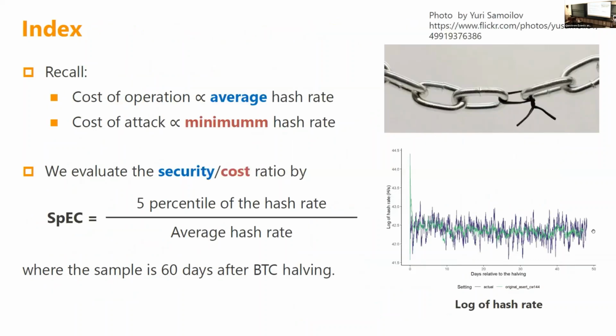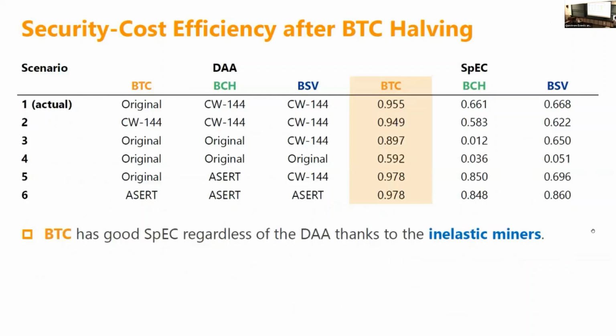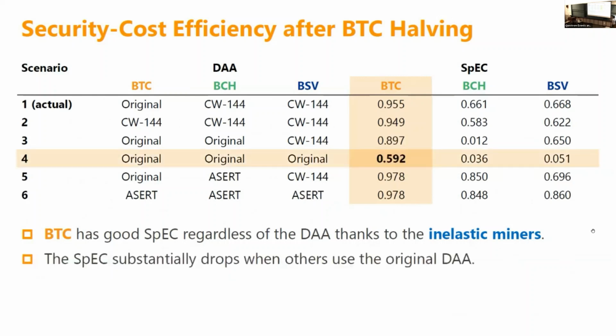So finally, let me explain the security cost efficiency. As I explained, the security cost efficiency is measured by the 50 percentile of the hash rate over the average hash rate. And what we can see here is Bitcoin's security cost efficiency is large because it has a lot of inelastic miners. But if the other coins, Bitcoin Cash and Bitcoin SV, use the original DAA, then basically the cryptocurrency economy becomes much more stable. So Bitcoin's own security cost efficiency is also improved. So in this sense, Bitcoin is benefited by the adoption of chain work 144 or ASSERT by Bitcoin Cash and Bitcoin SV.